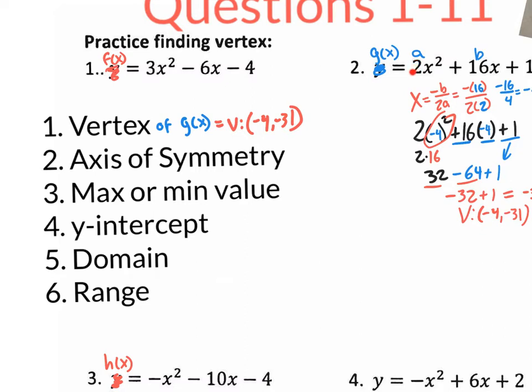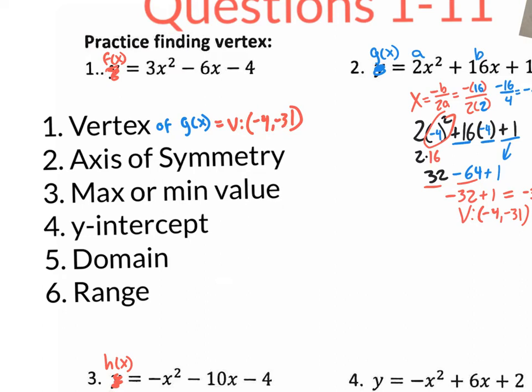And what would that minimum value be? If you already know your vertex, the y would be negative 31. So you would say the minimum value is negative 31. Y equals negative 31, right? So the vertex is the most important thing. If you know your vertex, you're able to state pretty much everything based off of that vertex.